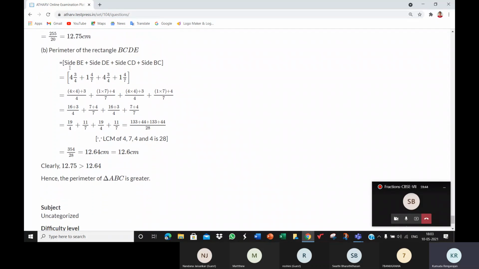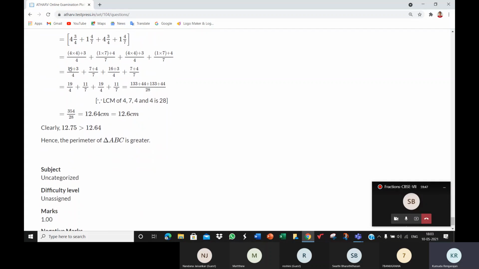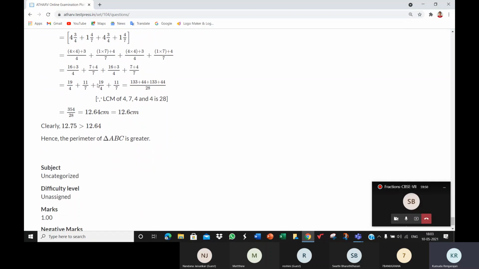The perimeter of the triangle is 12.75, and here this is 12.64. So 12.75 is greater than 12.64. After the decimal point, the two digits are 7 and 5 here, and 6 and 4 there. Before the decimal point, both are 12, so you cannot compare that. After the decimal point, 75 and 64. So 75 is greater than 64. So 12.75 is greater than 12.64, which means the perimeter of the triangle is greater.